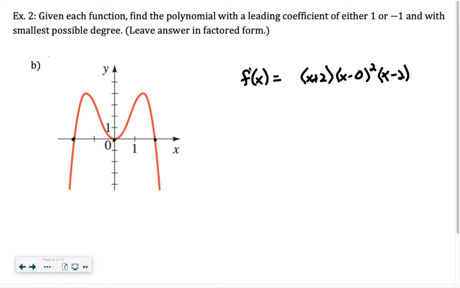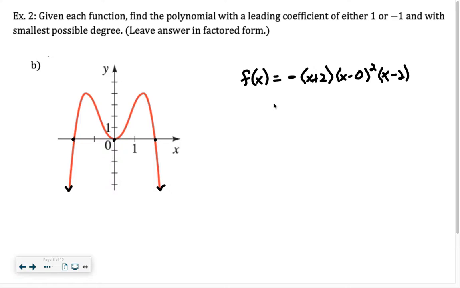Now, to take care of my coefficient of 1 or -1, we have to think about end behaviors. This is going to be a fourth degree, right? 1, 2, 3, 4. So as x goes to negative infinity, f of x goes to negative infinity, and as x goes to positive infinity, f of x goes to negative infinity. If we look back at our end behaviors, that is a negative even degree. Okay, so here in this case, we would need a negative sign out in front.